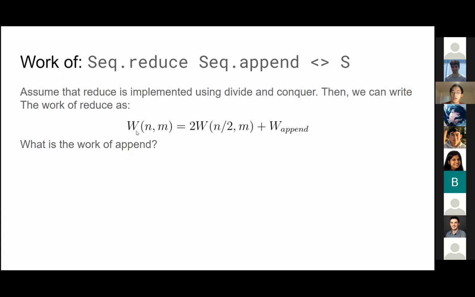So we can write our recurrence like this in terms of the overall size of S and the size of the inner sequences. And you'll notice that the size of the inner sequences doesn't change because there's still at most m when we recurse with divide and conquer, right? This is our recursive cost, and then we have an additional cost after we recurse and get the appended values. We have to append these 2 results together. So that's plus the work of append on that. So what will the work of append be in this?